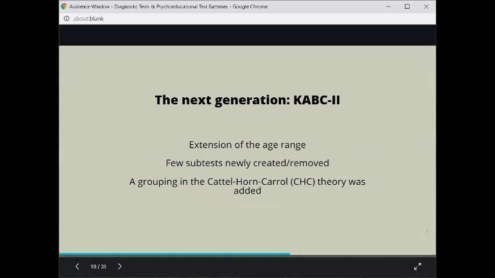In the next generation of the KABC, the Kaufman Assessment Battery for Children second edition, there are changes in the age range covered, the structure of the test, and even the conceptual underpinnings of the test. The age range for the second edition of the test was extended upward, ages 3 to 18, in order to expand the possibility of making ability and achievement comparisons with the same test through high school.